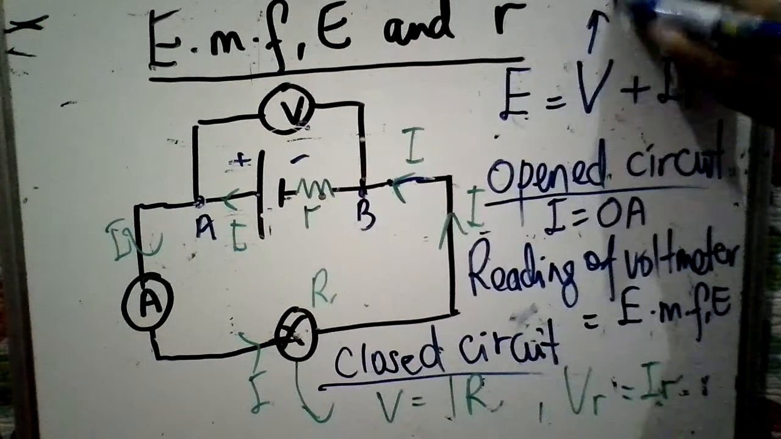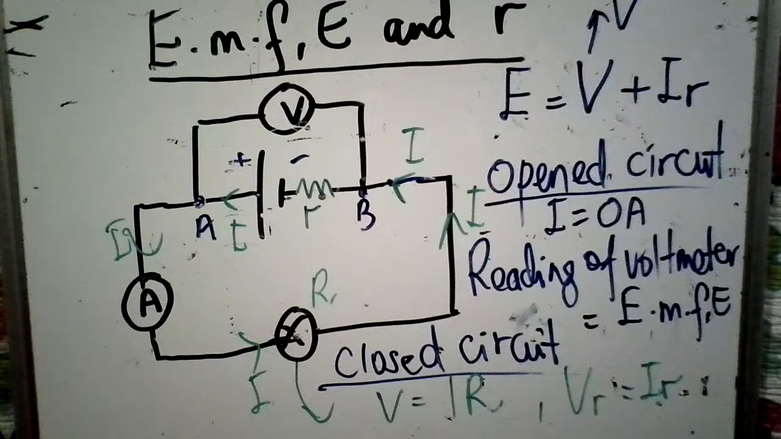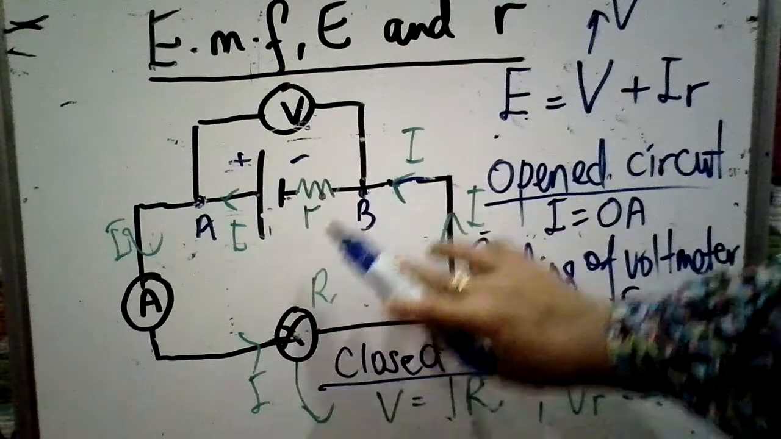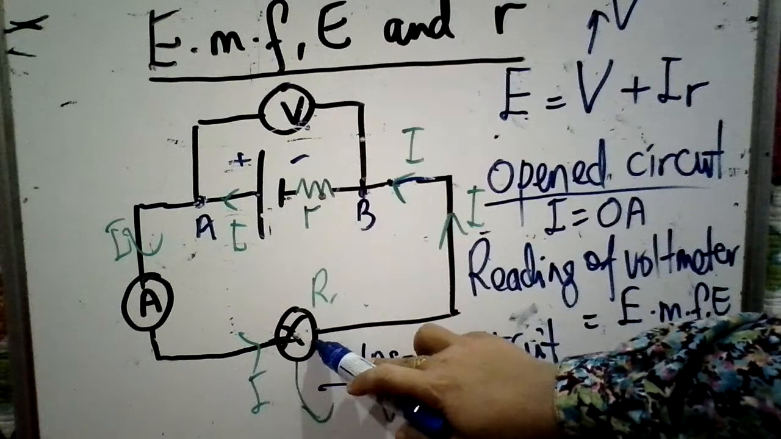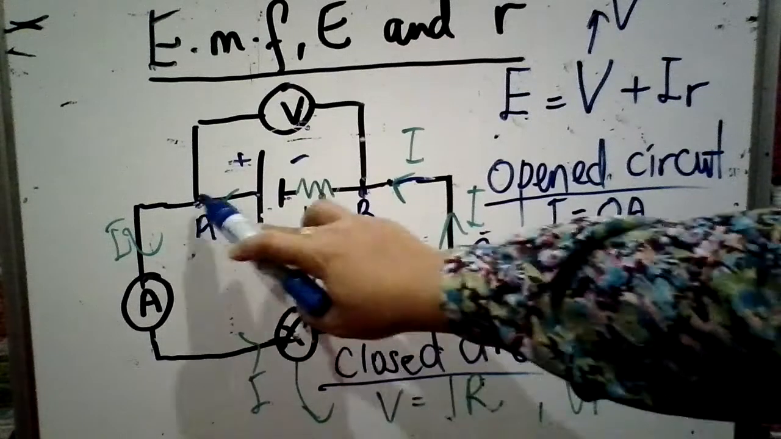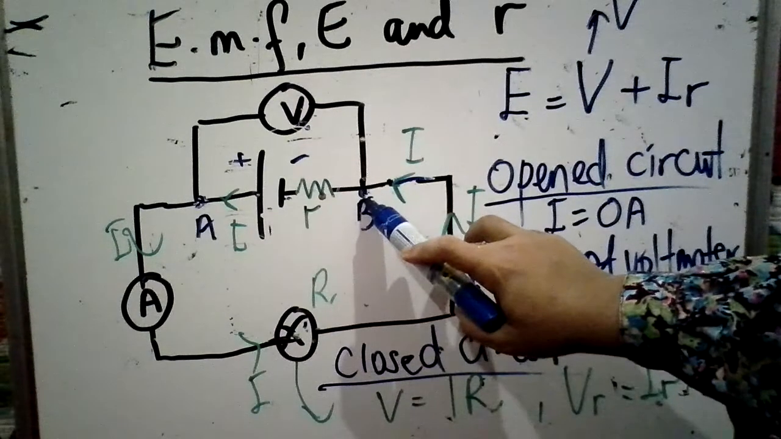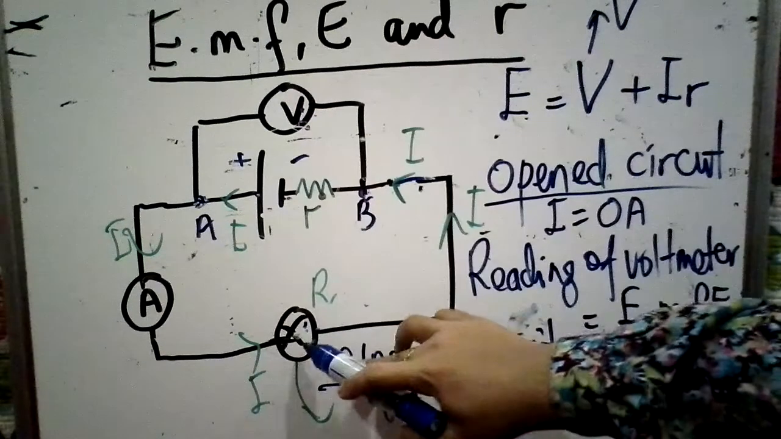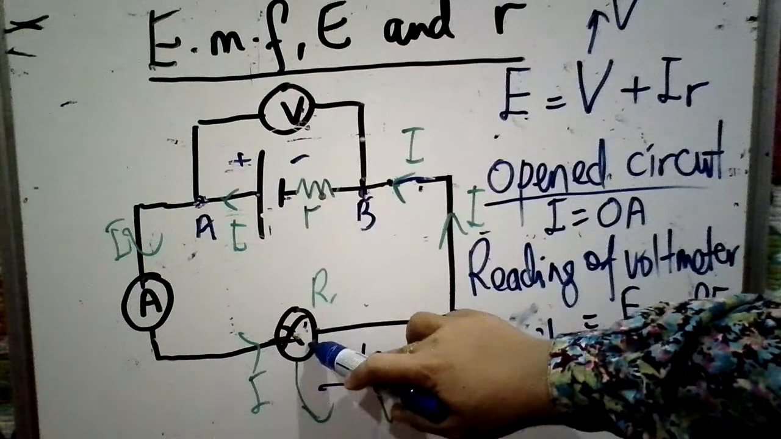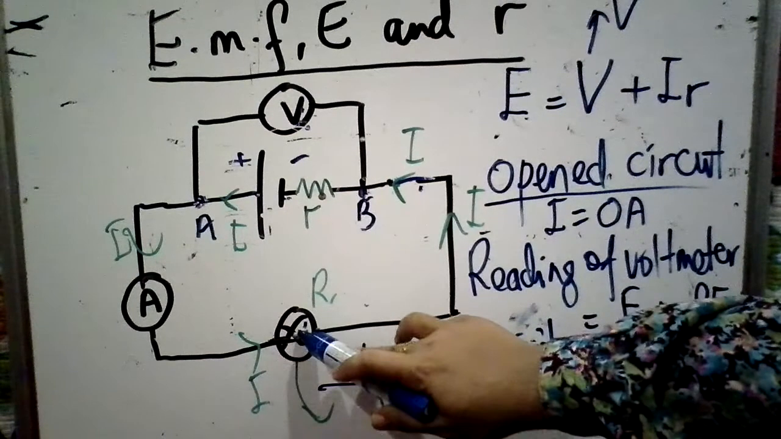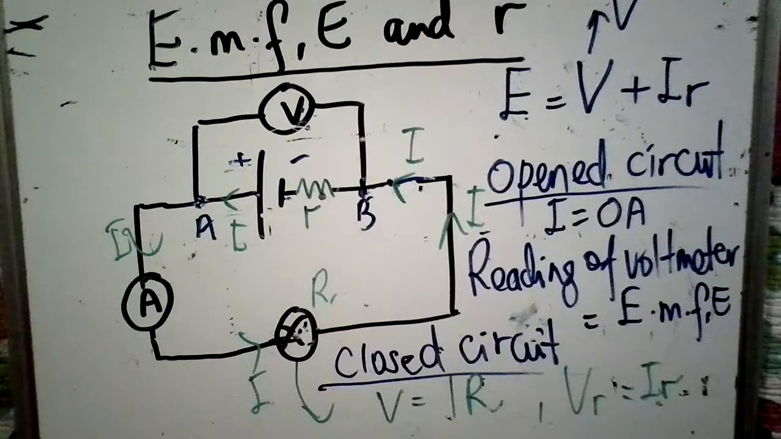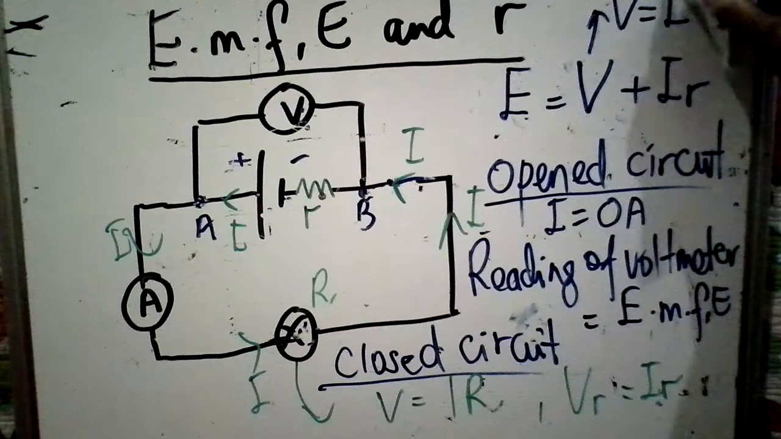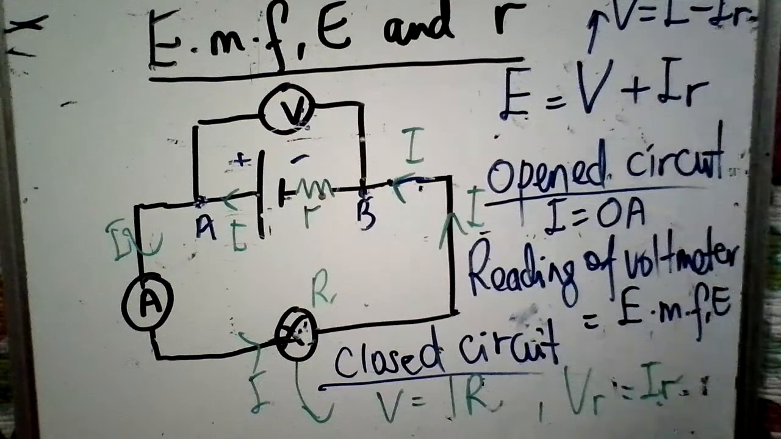So from here we get the reading of the voltmeter V, which is connected between A and B, actually equals the reading of the voltmeter across the bulb, because the bulb is also connected to the same points A and B. So when the switch is closed, the reading of the voltmeter here is equal to the reading of the voltmeter here. If you have another voltmeter here, it should be the same because they are connected to the same points. So what we get from here, V equals E minus I small r.